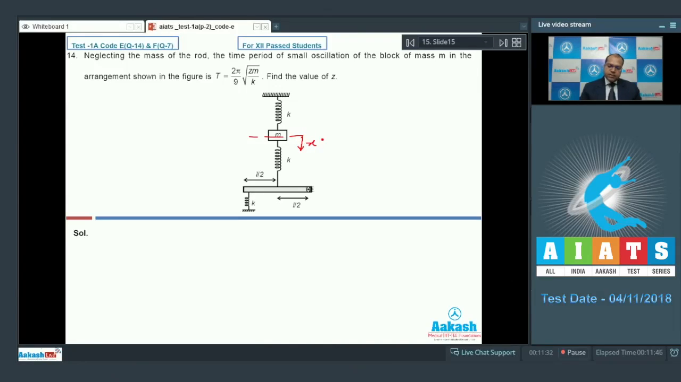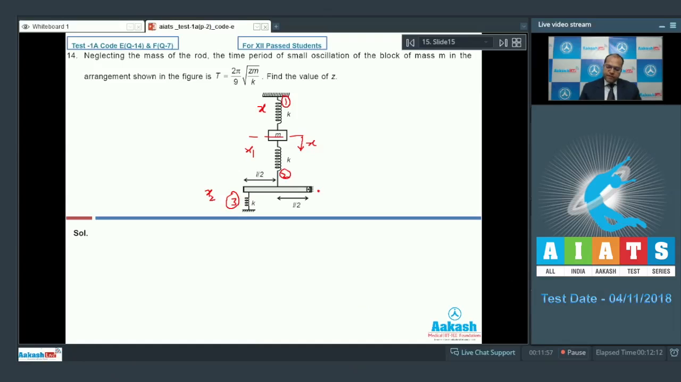So in that case the extension in this spring 1, if I consider this is my spring 1, this is my spring 2 and this is my spring 3, then the extension in spring 1 is x. Let me assume that the compression in both the spring 2 and 3 be x1 and x2. I am considering the compression.